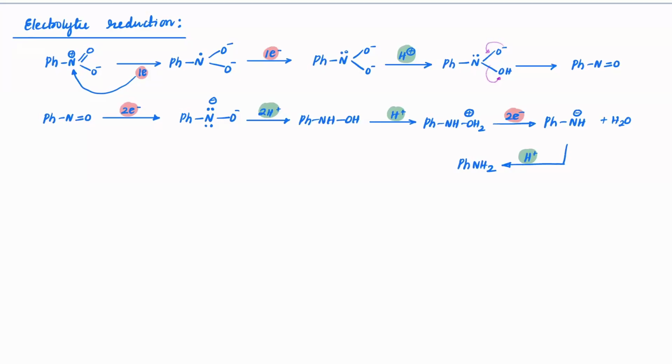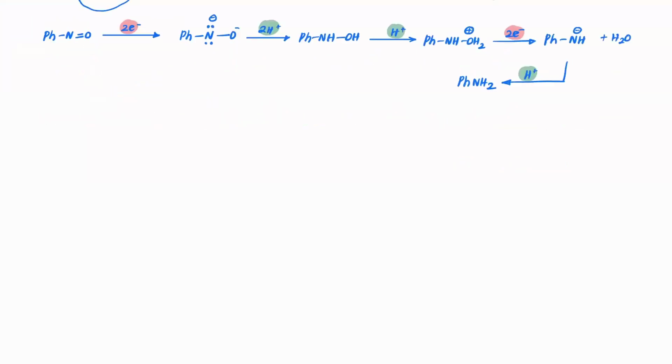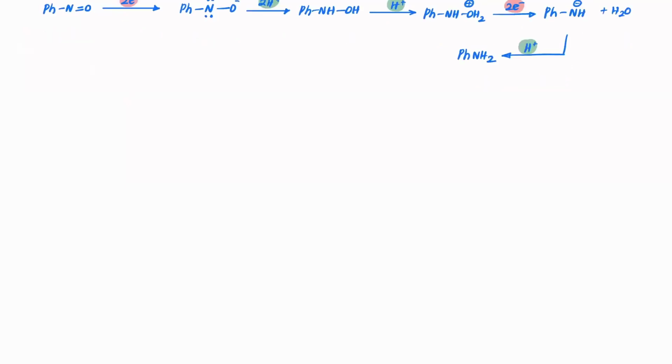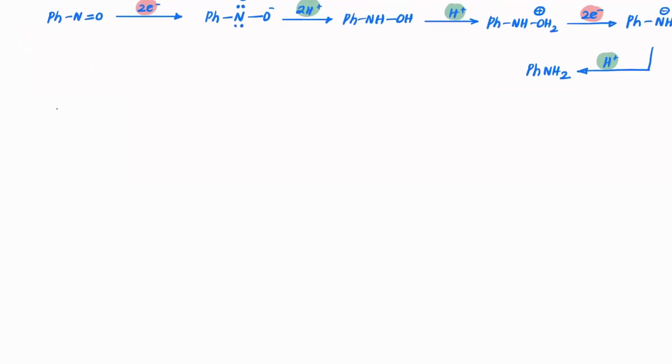Now, what are all the important bases I can say from electrolytic reduction? In case you find nitro and you are pushing for electrolytic reduction in weakly acidic medium, you will still end up getting aniline. The reaction might be slow, but you'll end up getting aniline.